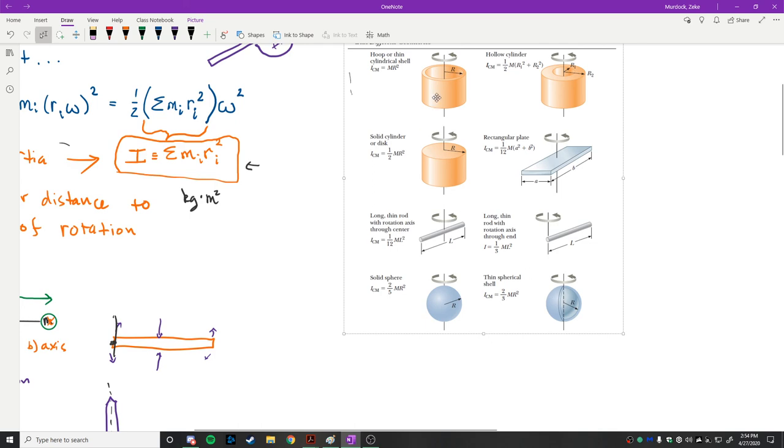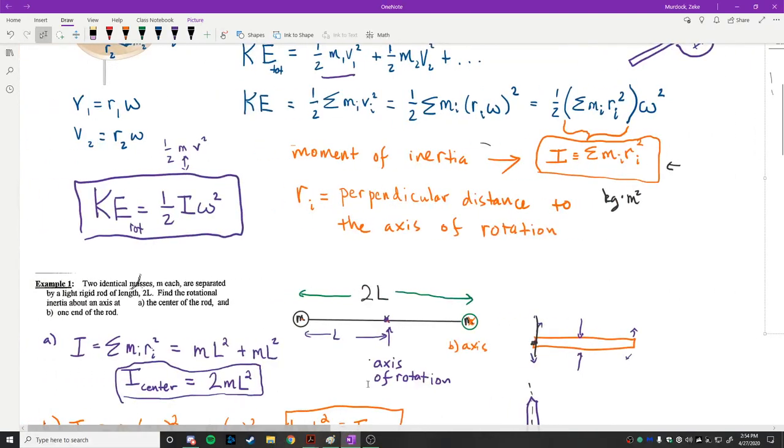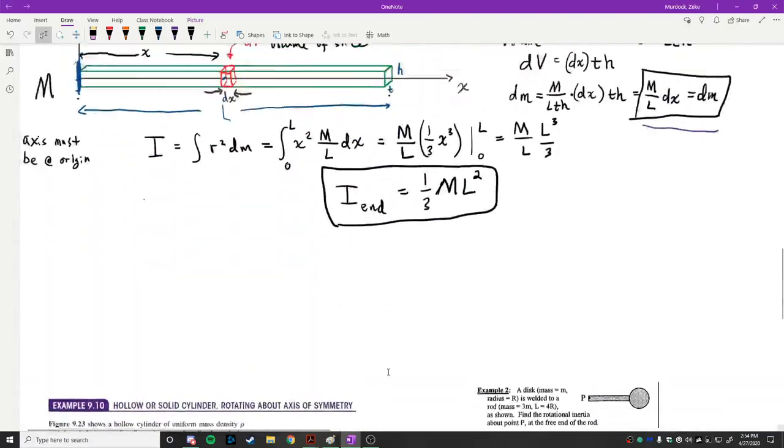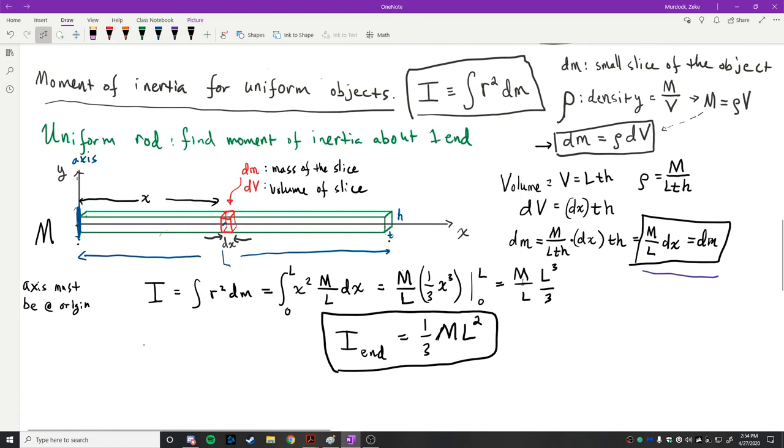The cylinder is a lot harder than the long thin rod. But there you go. Just from doing this little integral right here, you figure out where that 1/3 comes from. It comes from integrating x squared dx, basically, right?